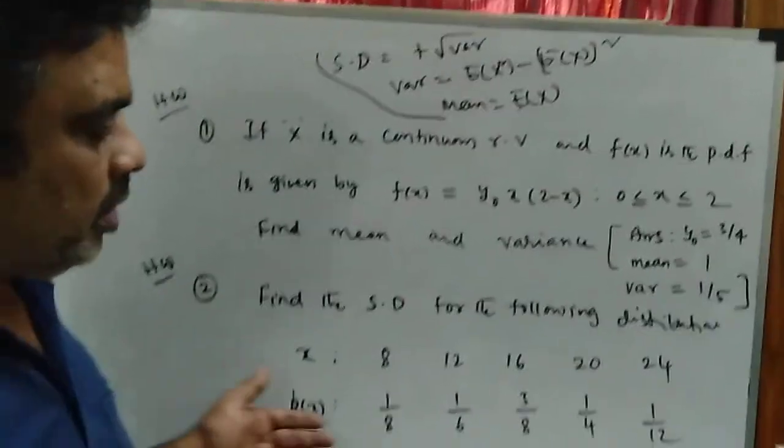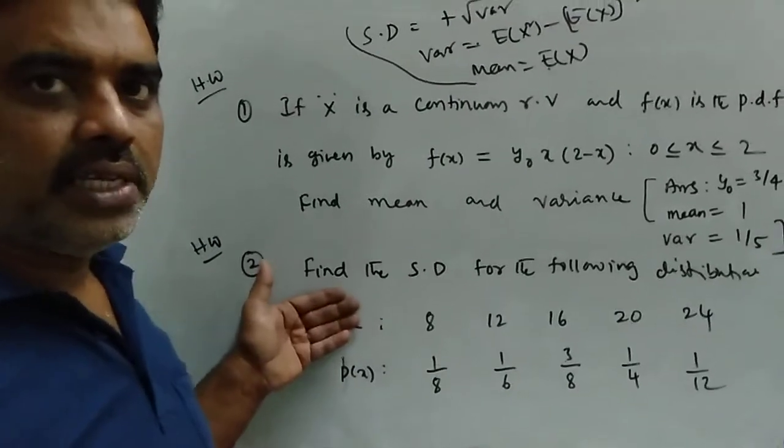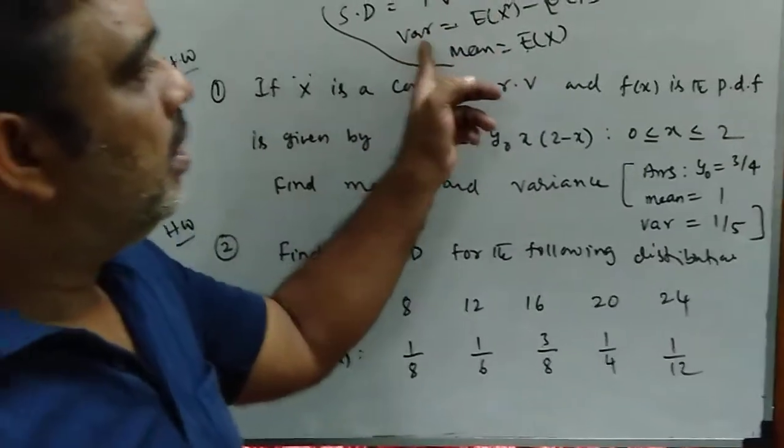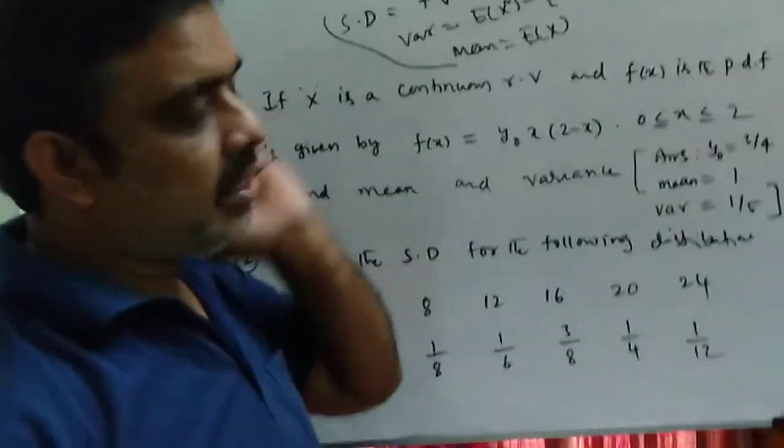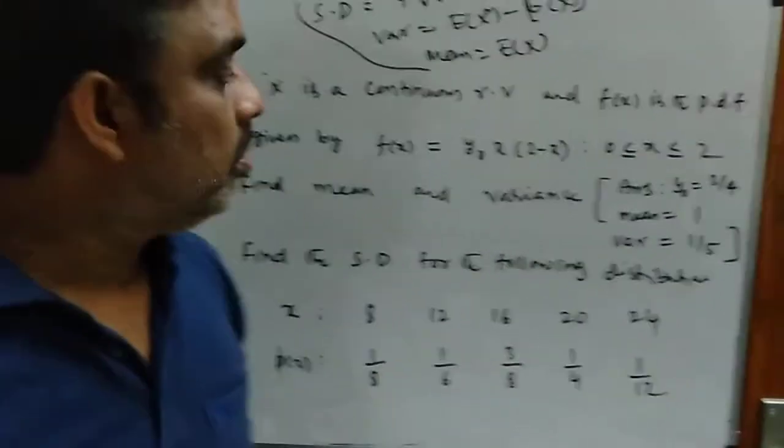Given the probability distribution, x and p of x values, find the mean first, then find E of x square, then find the variance, then find the standard deviation as the positive square root of variance.